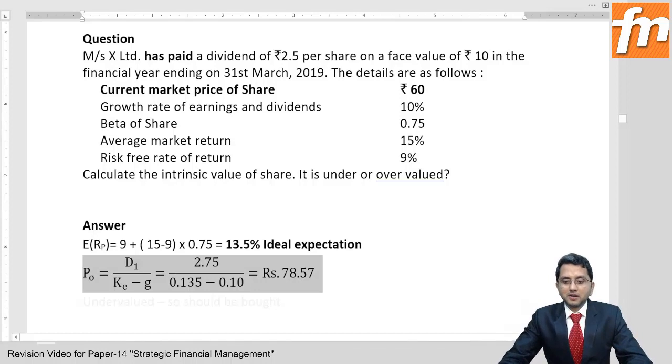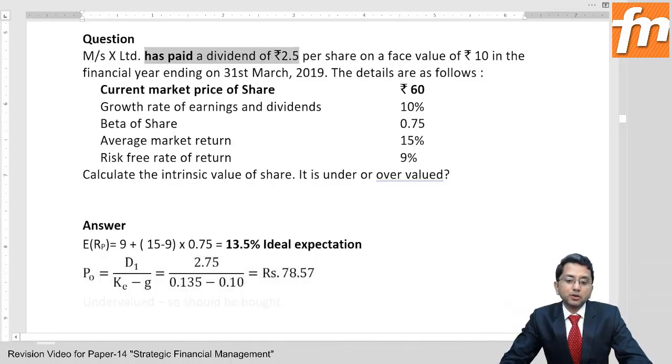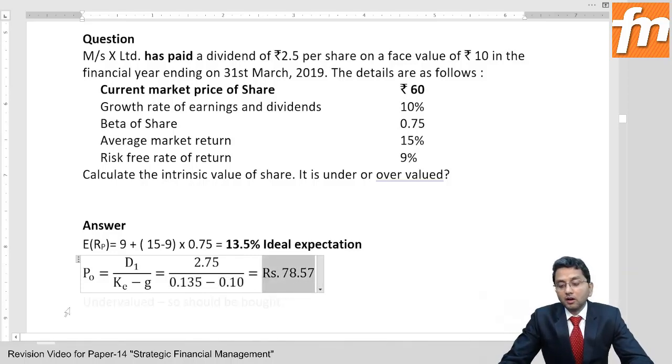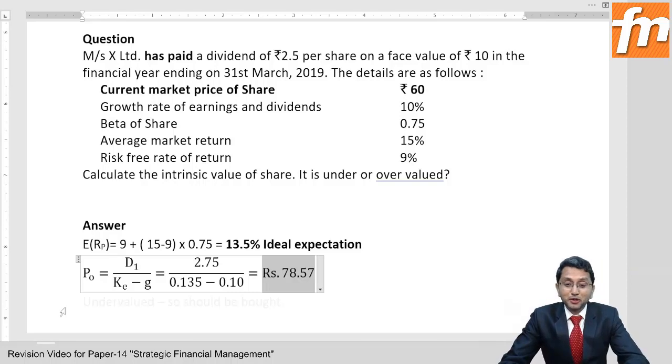So look, company has paid dividend as D0. Add 10% growth to it. So 2.5 plus 10% is 2.75. This gives you D1 divided by cost of equity. Ideally, it should be 13.5 minus growth rate, which is 10%. So fair value of this share, or I should say the ideal value of this share, should be 78.75.